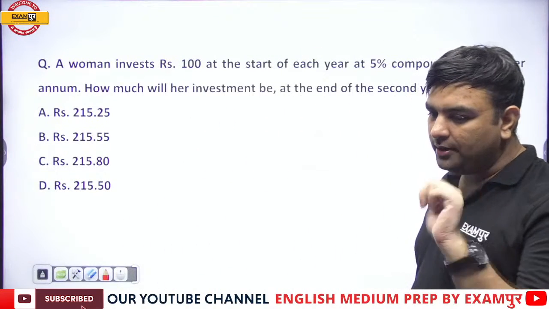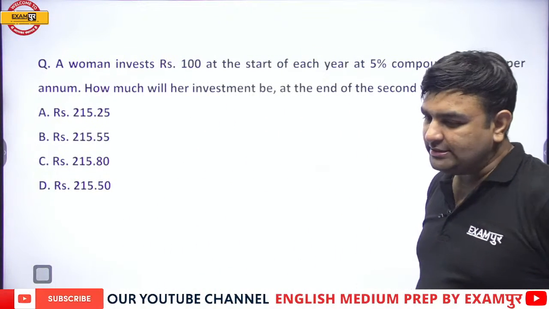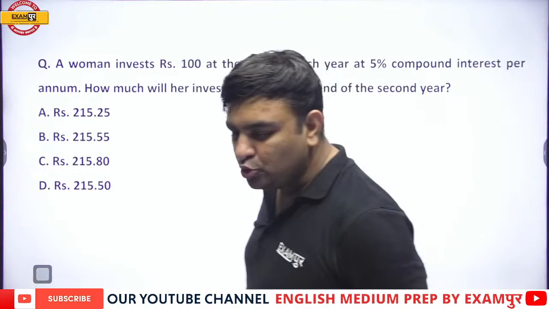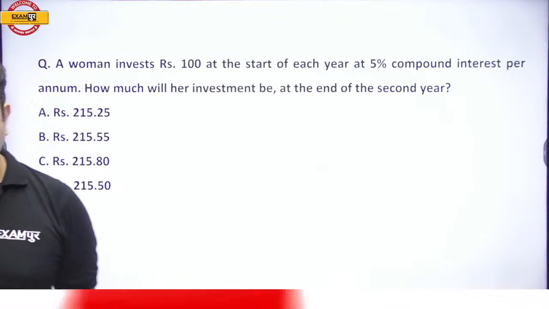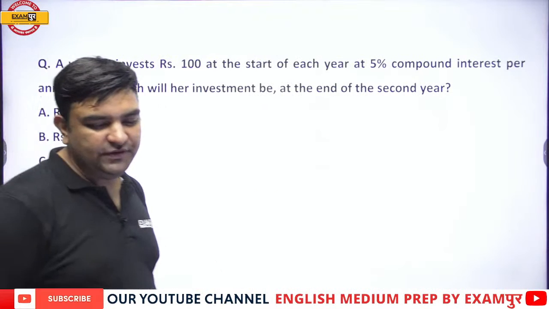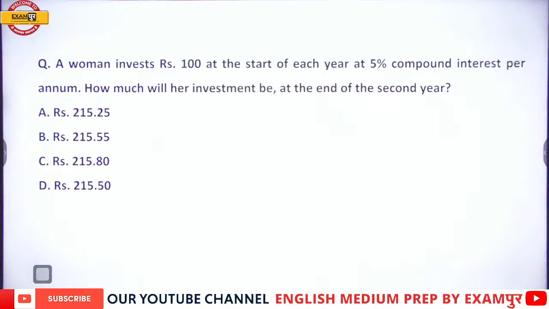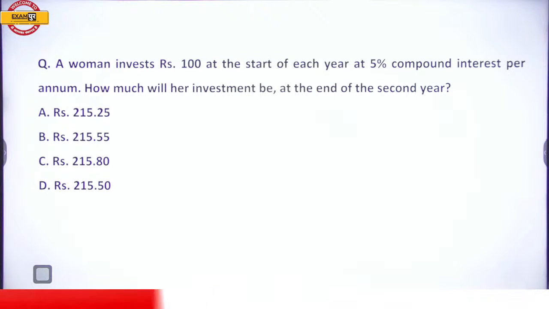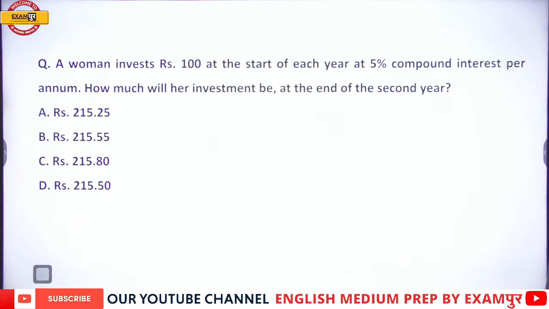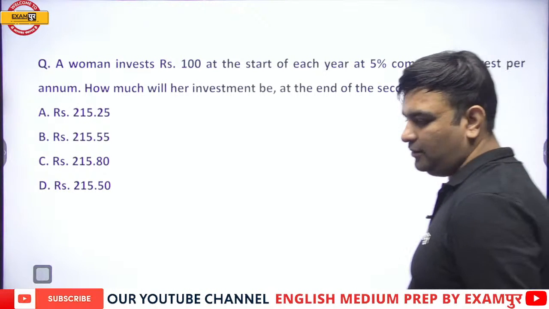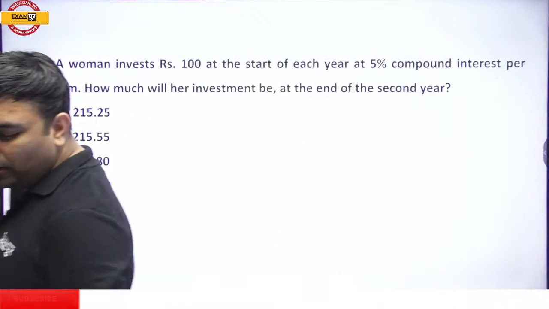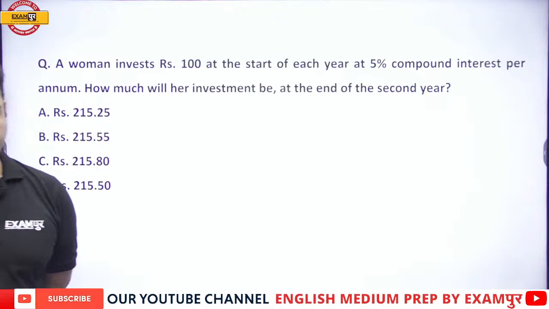Now we will form these questions as well. These are also a bit difficult, or you can say a bit different questions, which we will cater now. A woman invests 100 at the start of every year with the rate of 5% compound interest. How much would be her investment at the end of second year?